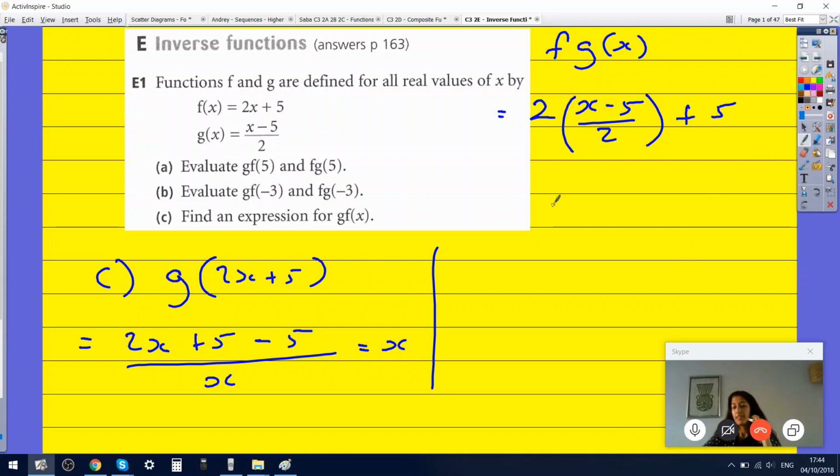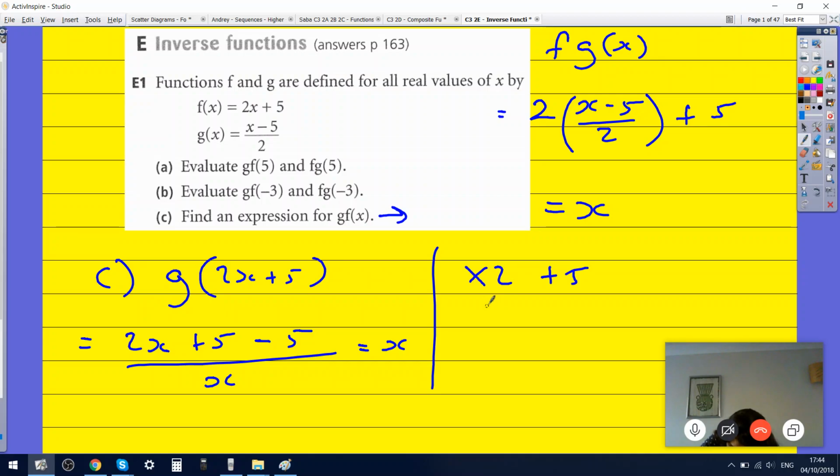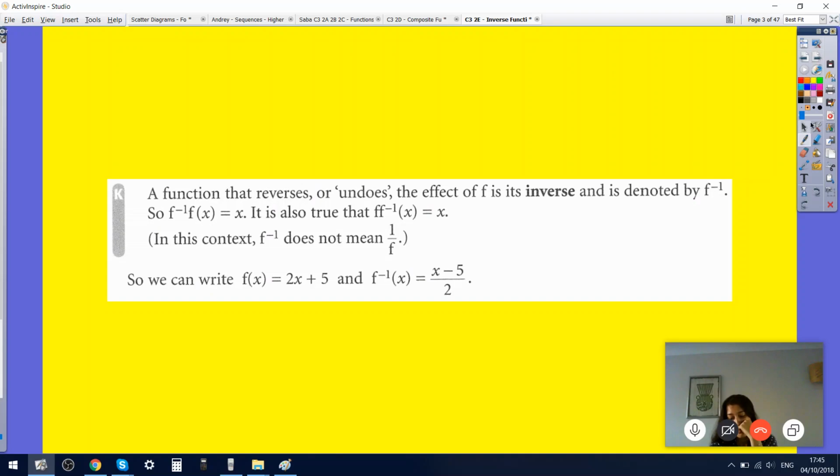Again, what that tells you is that these functions are inverse functions. So basically g of f of x, you put in x, you get back out x, and so they're the inverse of each other. The first one is times by 2 and then add 5, and the second one is in reverse order: first you subtract 5, and then divide by 2. Those are called inverse functions.